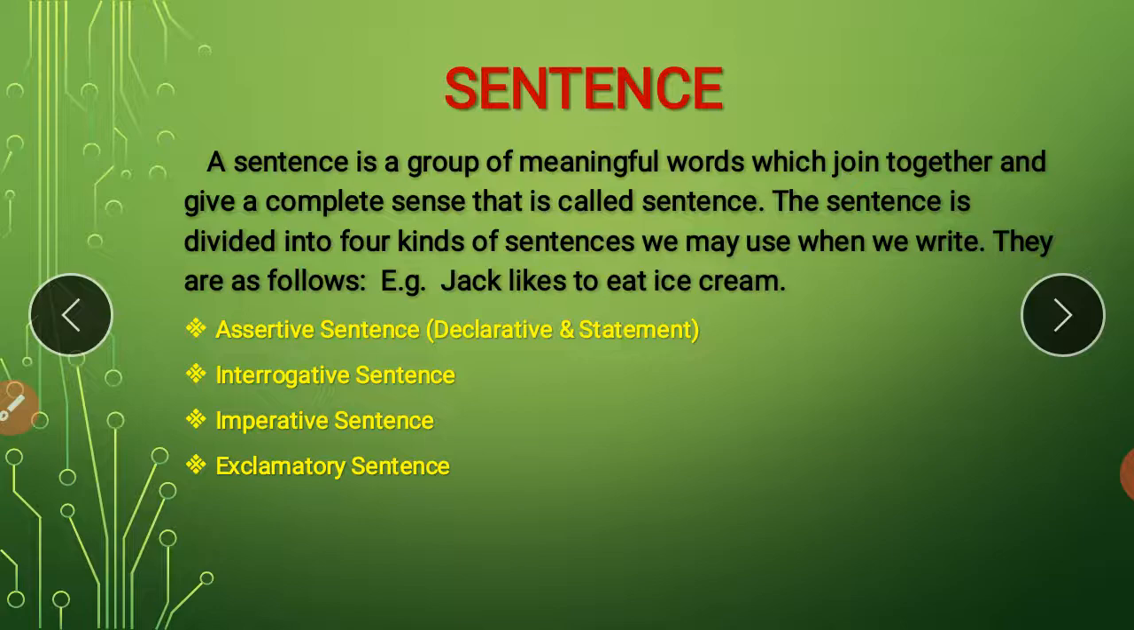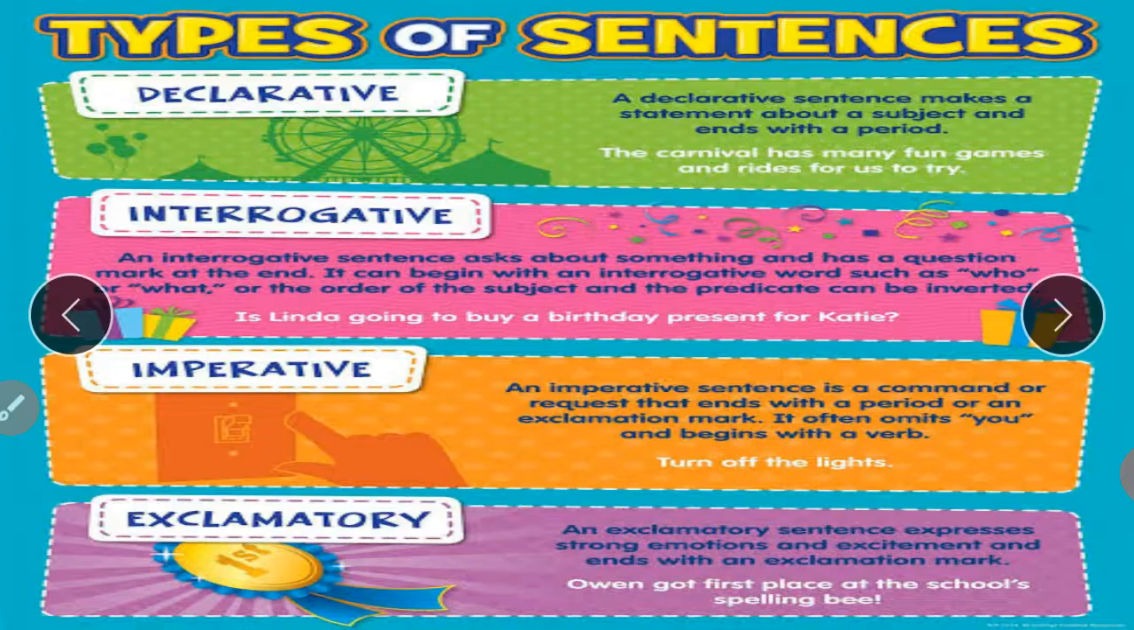The sentence is categorized into 4 kinds. They are as follows. The first one is the assertive sentence, otherwise called declarative or statement. The second one is the interrogative sentence. The third one is the imperative sentence. The exclamatory sentence is the fourth one. So now we move into the next slide.